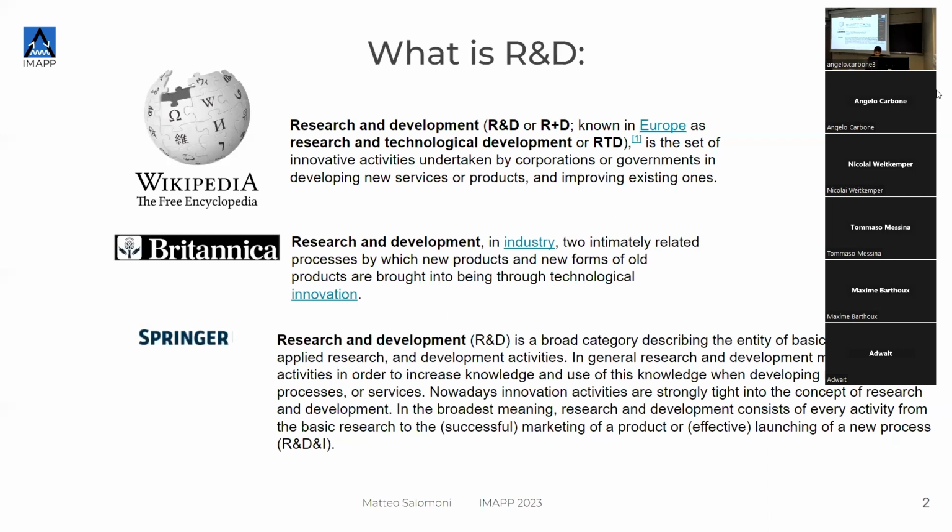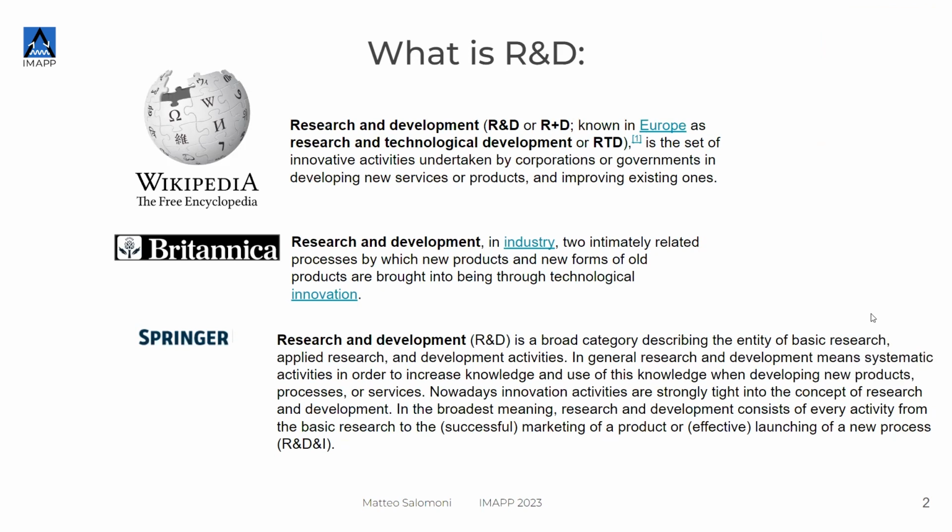And then I went to Springer, which is a publisher, which also publishes some of our papers. So I thought that I was going more towards what I had in mind. It was the case at the beginning, at least, because it starts with a broad category describing the entity of basic research, applied research and development activities. And in general, research and development means systematic activities in order to increase the knowledge and how to use it. And this is very nice. But then it screws up with the rest, because it says and use of this knowledge when developing new products, processes, and services once again, and then it goes through the same story as before.